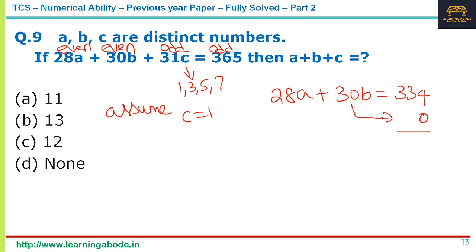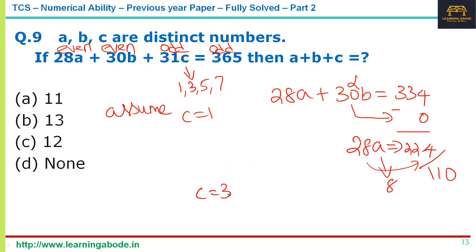Let's assume I'm removing that part. Which means this 28A should end with 4. The only possibility of 28A ending with 4 is A being 8. That will be 224. Now what is the problem when you have 224? 334 minus 224 is 110, which is not a multiple of 30. So this C equal to 1 is not possible.